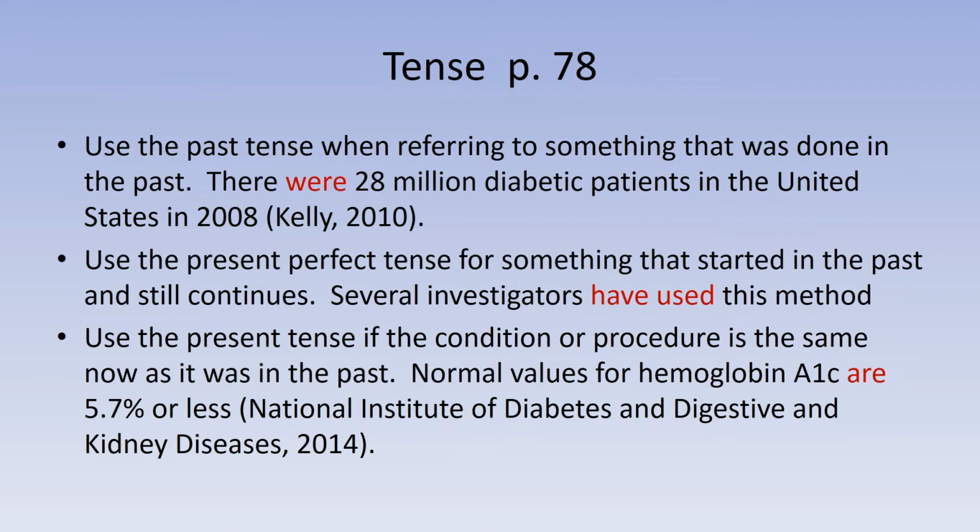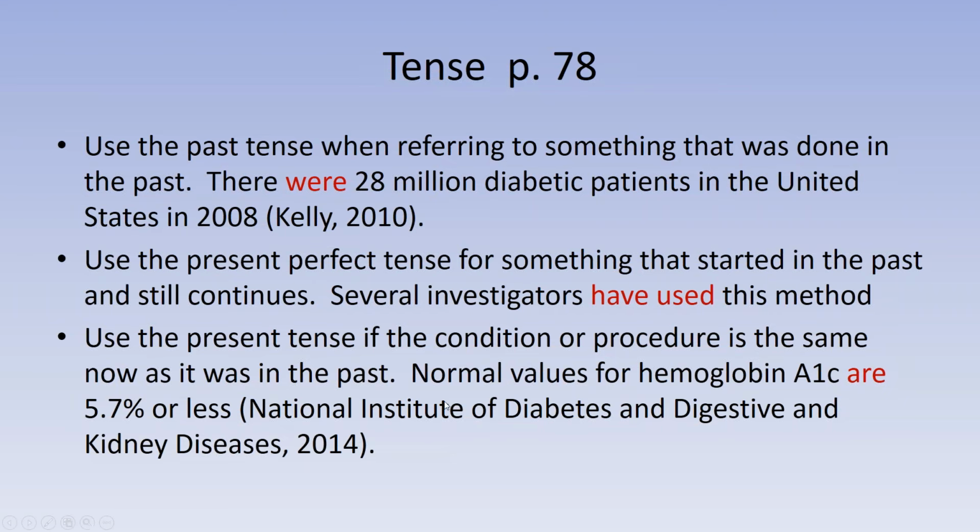We use the present perfect tense for something that's started in the past and still continues in the present. So what's the present perfect tense? It's using the derivation of have, has, had, with a verb, like a helping verb, in order to suggest that something has been done in the past and is being done in the present. So several investigators have used this method.